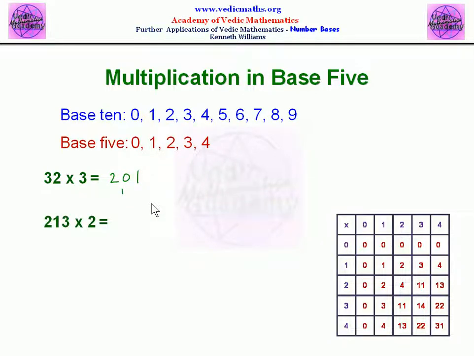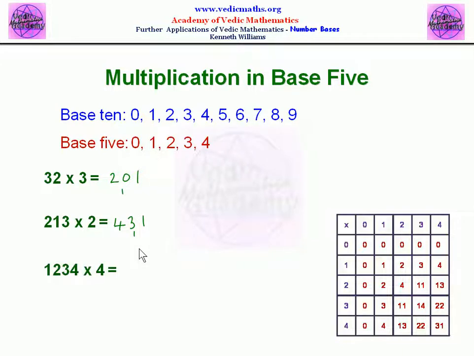Let's do 213 times 2 the same way. 2 times 3 is 11. Put down 1, carry 1. 2 times 1 is 2, and 1 is 3. 2 times 2 is 4, which is permitted, so we get 431.